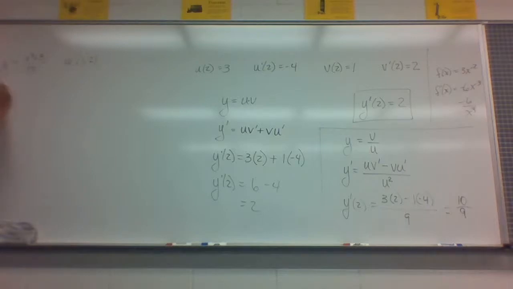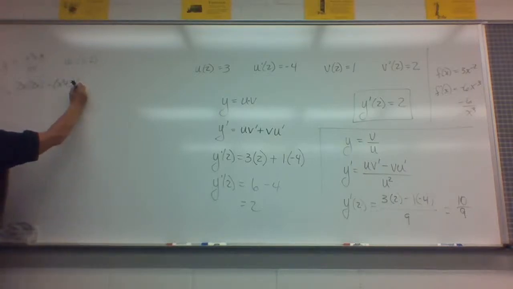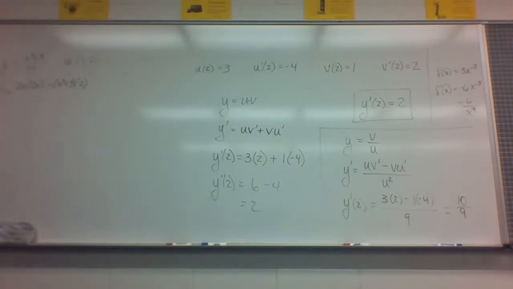So we say y prime, because they gave it to us as y, y prime is equal to bottom times the derivative of the top, 2x, minus x squared plus 8. The derivative of that is 2. You remember how? 1 times 2 is 2, reducing that to a 0, which is x to the 0, is 1. Over 4, 2x.